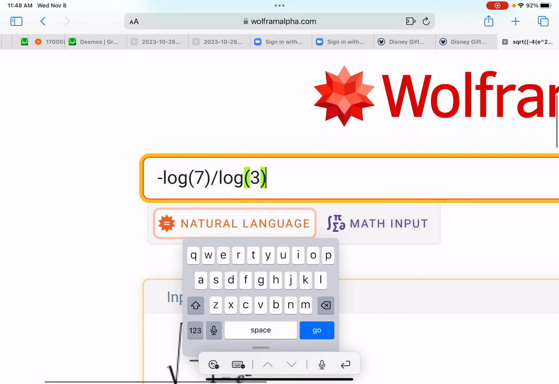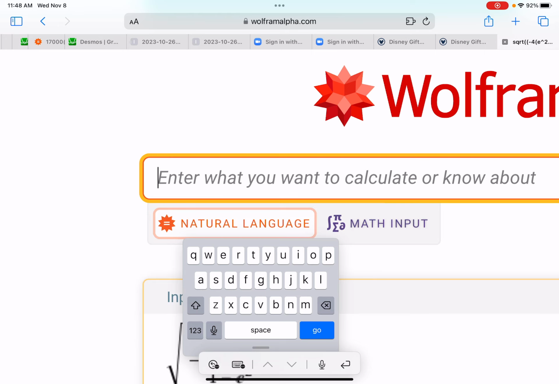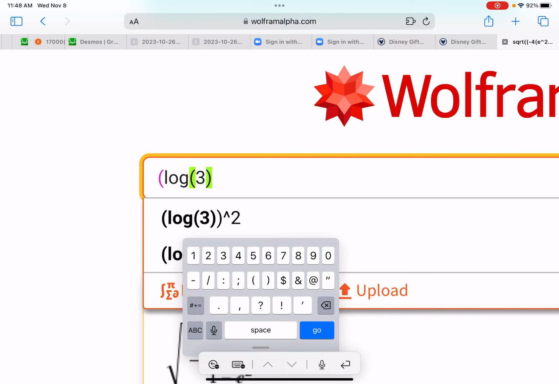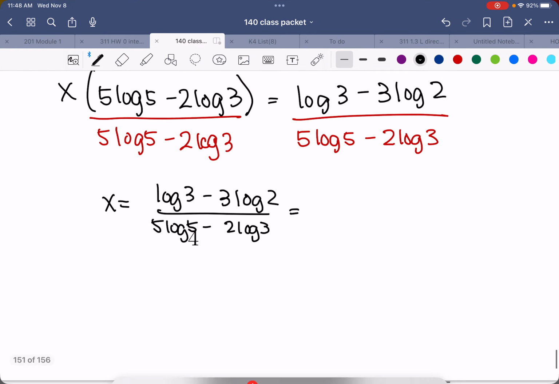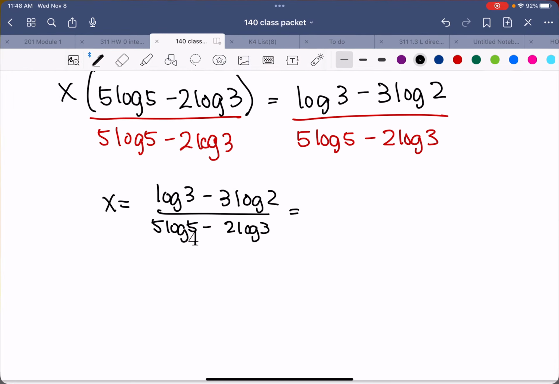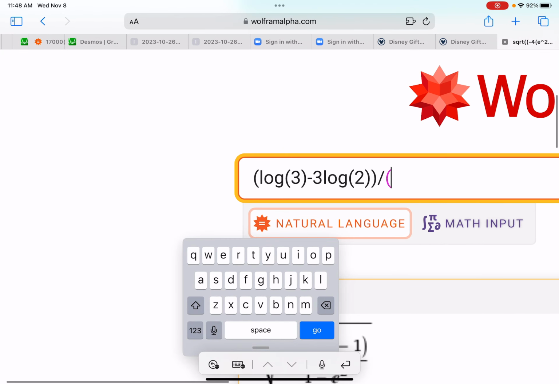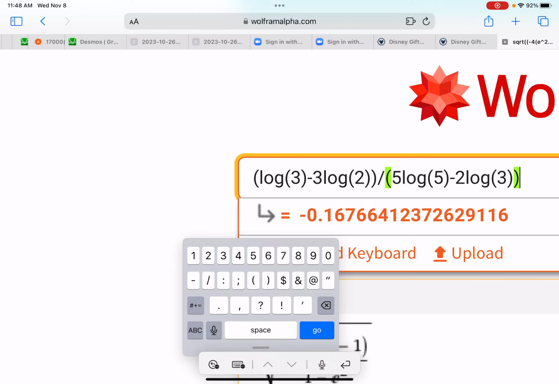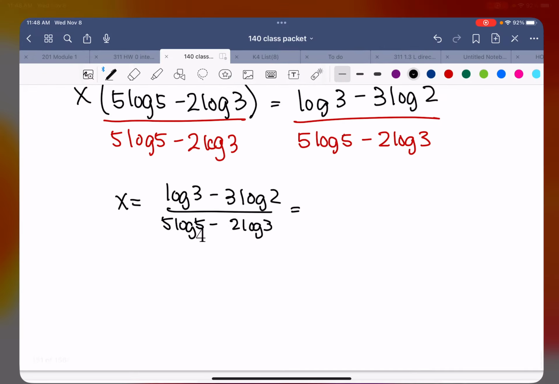So we've got log of 3 minus 3 log 2. Close your parentheses, divide by, open your parentheses. And our bottom is 5 log 2 minus 2 log 3. Close my parentheses, and we get negative 0.168.